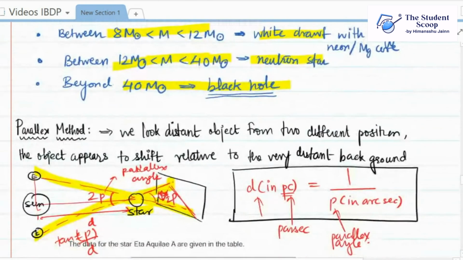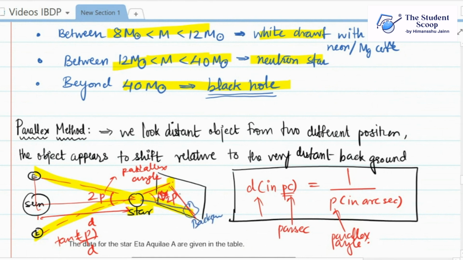Now, how do we measure those astronomical distances? There is a very simple technique called the parallax method. In this case, we observe a distant star and note its position with respect to its background. So these are the background stars we have.